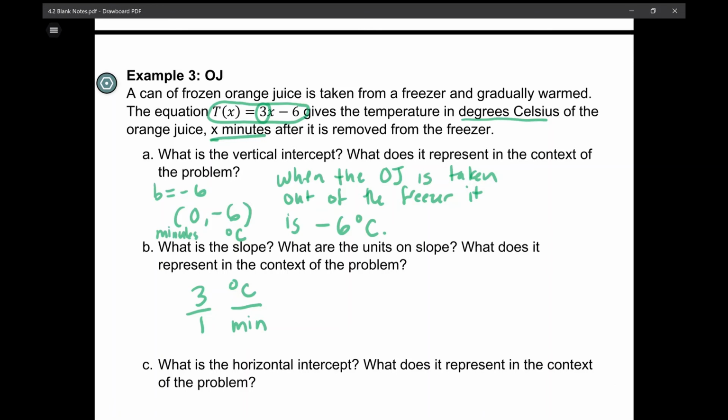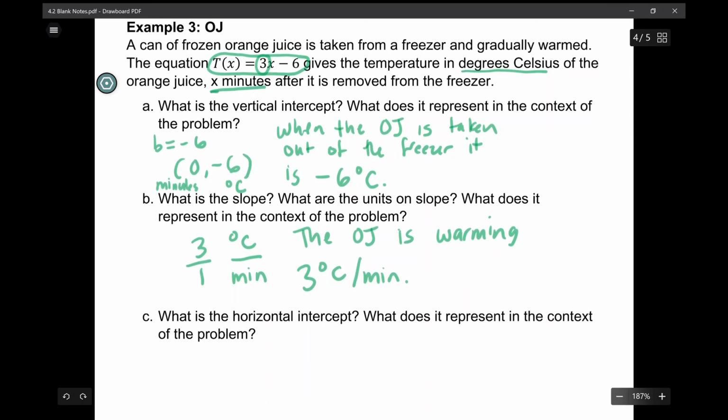Okay, so what does that represent in the context of the problem? It helps me when I say the units, 3 degrees Celsius per minute. 3 degrees Celsius per each minute. So that means the OJ is warming 3 degrees Celsius per minute.